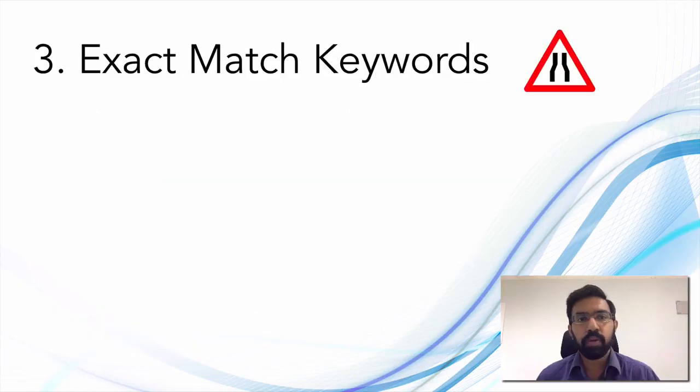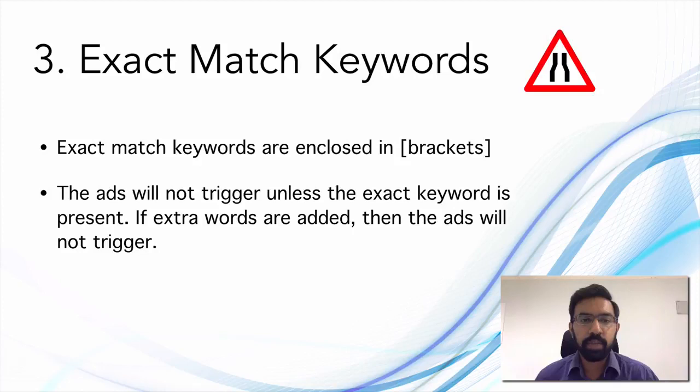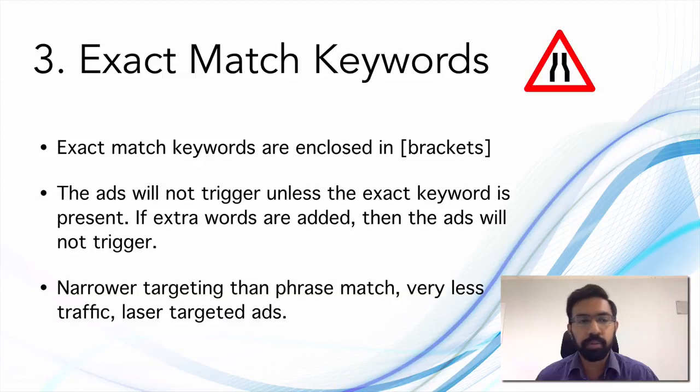So the third type of keyword is exact match keywords. Exact match keywords are included in square brackets in your AdWords campaigns. Exact match means that the ads will not trigger unless the exact keyword is present. So if extra words are added, then the ads will not trigger. Here it gives you a much narrower targeting possibility than phrase match, very little traffic, but the conversions will be very high because you are triggering the ad only when people are searching exactly for what you have mentioned.